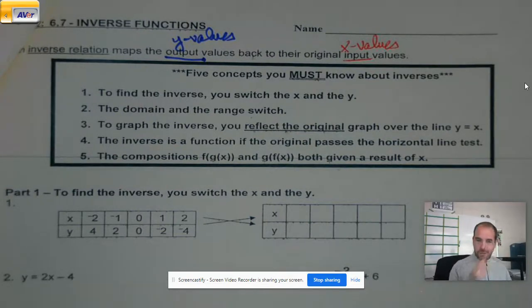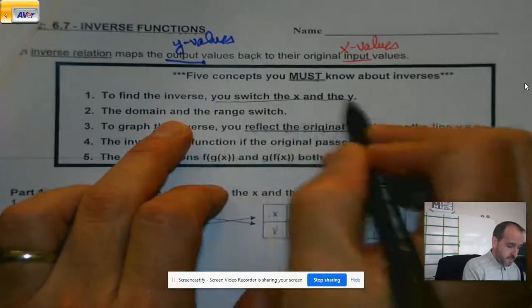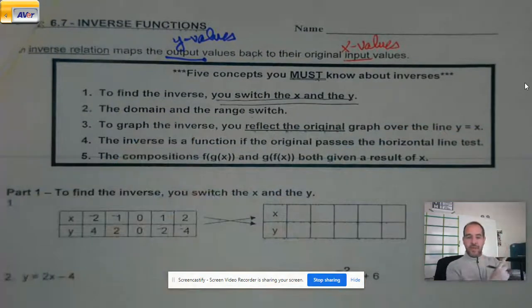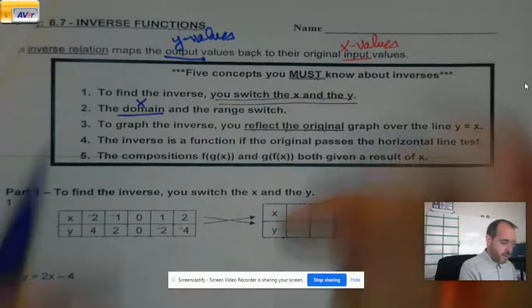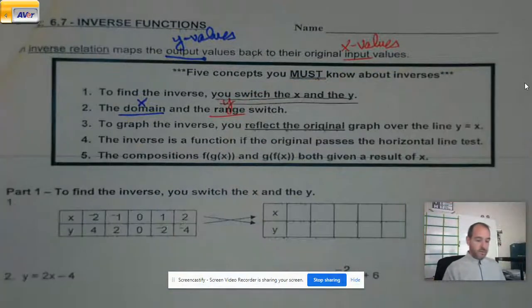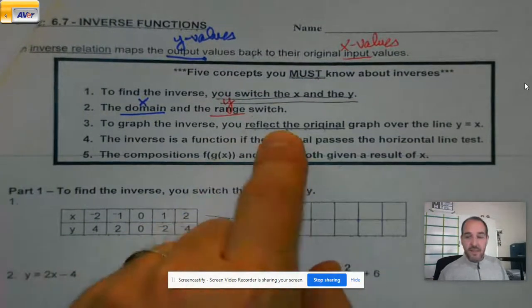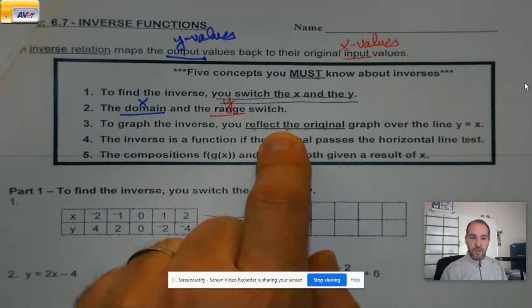Now, I won't go real in depth with these 5 concepts because we're going to touch on them as we go through the sections. But the biggest thing we got to keep in mind, whether we're looking at it graphically or in a table, no matter what, we're basically just switching the x and y values around. We're mirroring them a different way. Because if you switch x and y, you switch domain and range. You reflect the line, which we'll see when we're doing the graphing in a little bit.